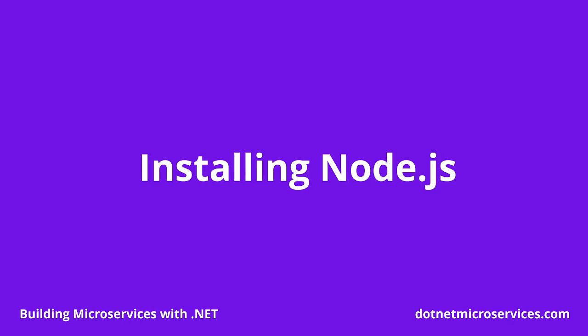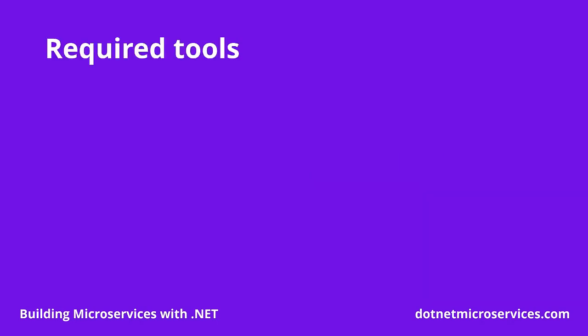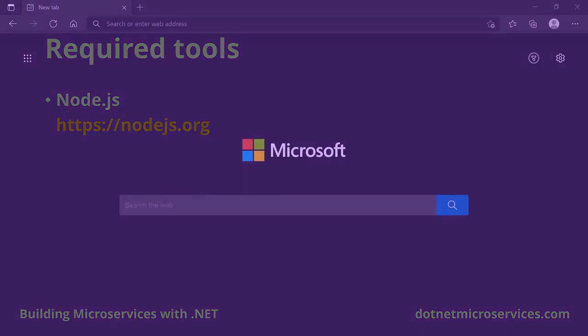In this lesson, you will install Node.js, which is a JavaScript runtime that will host the front-end portal, and that also includes NPM, the package manager that provides all the dependencies required by the portal. The only additional tool required to build and launch the front-end portal is Node.js, which you can get on the nodejs.org website. Let's see how to install Node.js and verify the installation afterwards.